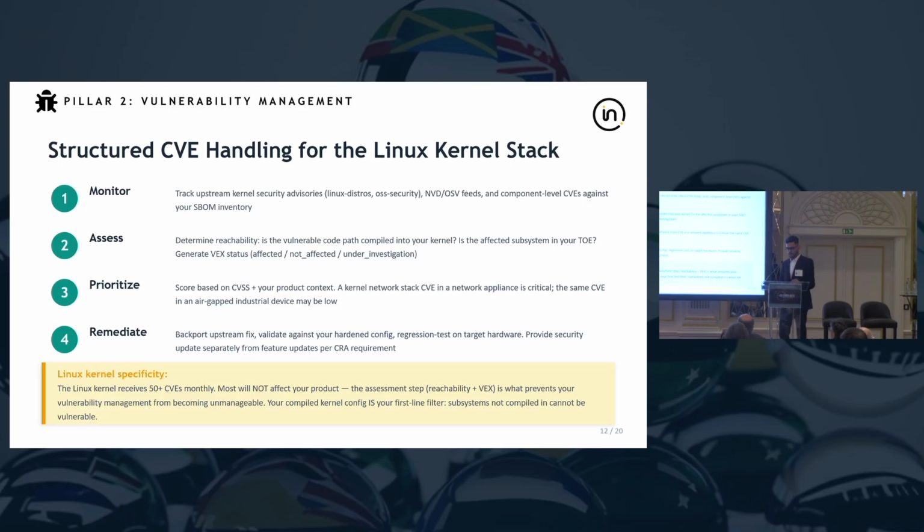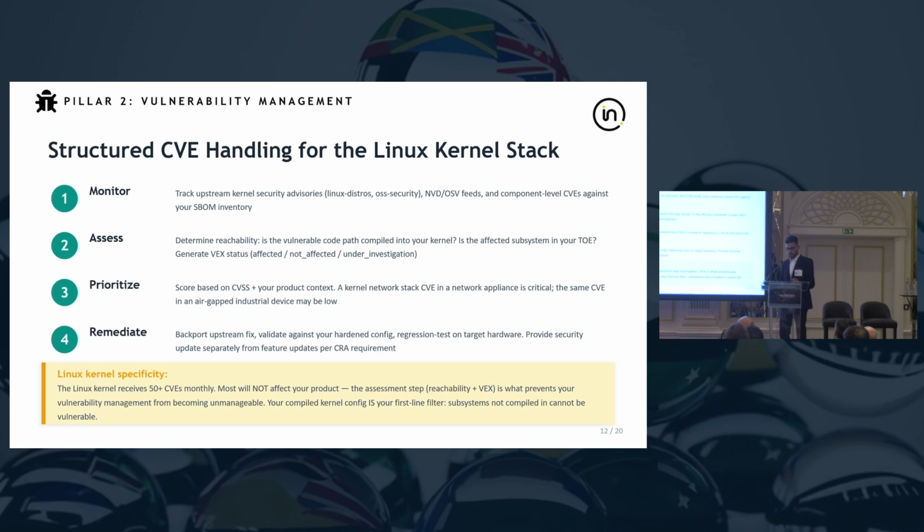Next is prioritize. Say your CVE is applicable to your product, but you have to score it based on your product context. This is critical because the same CVE can be deployed in two different kinds of product classes. Assume a network firewall versus an air-gapped sensor. For both of these, the same CVE, although exploitable, will have different CVSS scores. So prioritize based on your product context.